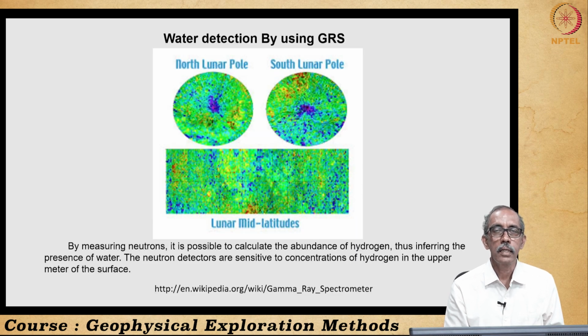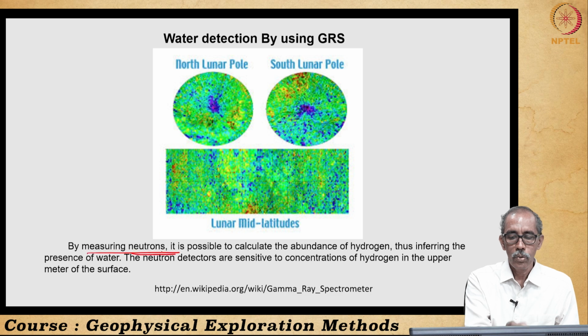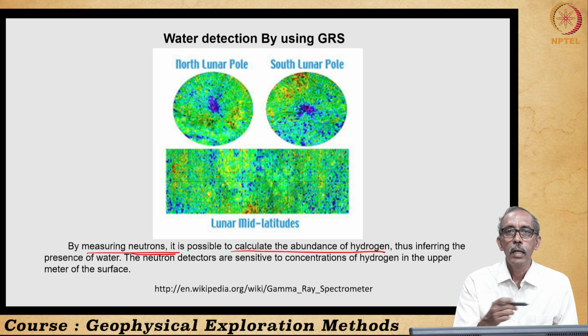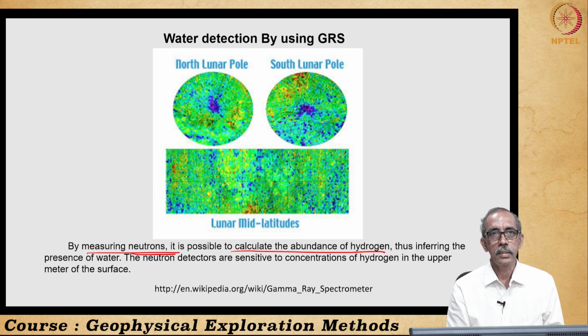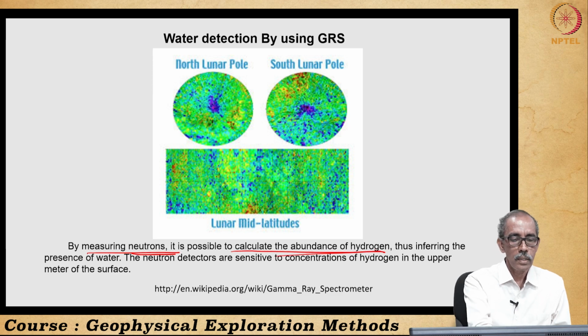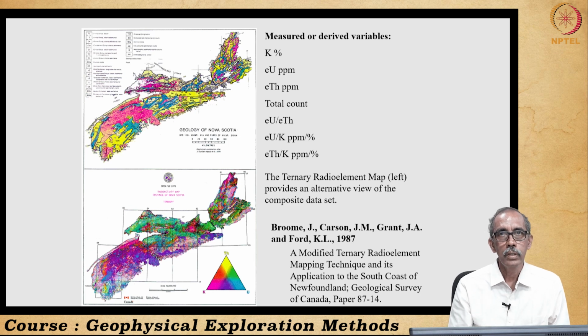Then here is a lunar mission for detecting water. So, how are we able to detect water? We are able to measure the neutrons. From the presence of neutrons, we are able to understand the abundance of hydrogen. So, by measuring the neutrons, it is possible to calculate the abundance of hydrogen, thus inferring the presence of water. So, we are able to infer the presence of water on Mars as well as on the Moon using a gamma ray spectrometer. From other planets, now we will come down to the Earth.